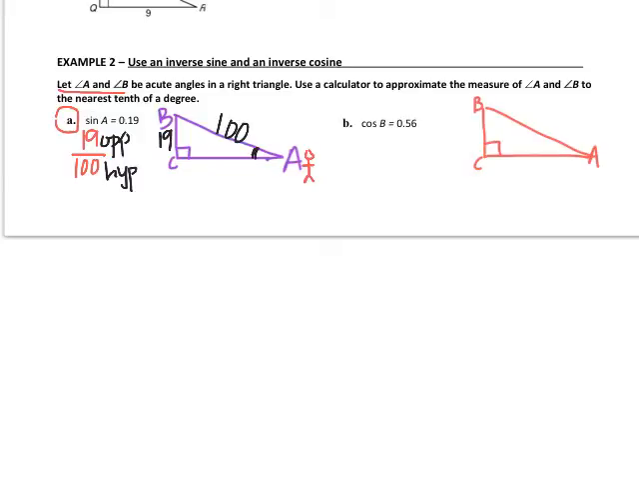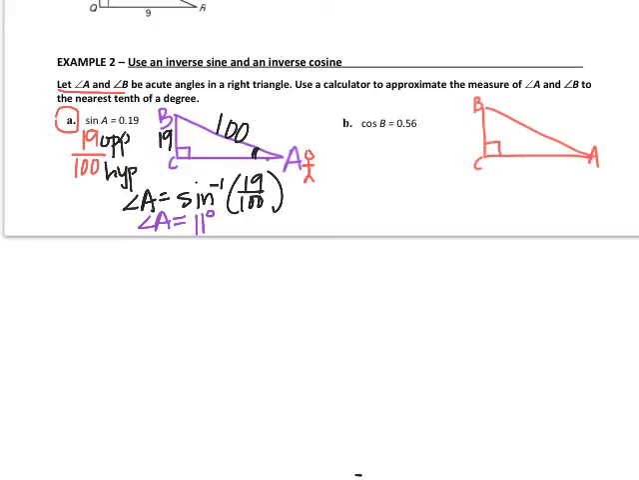This is the angle that we don't know, and this is the angle that we can find based on the information that we're given. So angle A is equal to the inverse sine of 19 over 100. Or you could say inverse sine 0.19 if you want to enter that into your calculator. And the result is going to be that angle A equals 11 degrees.